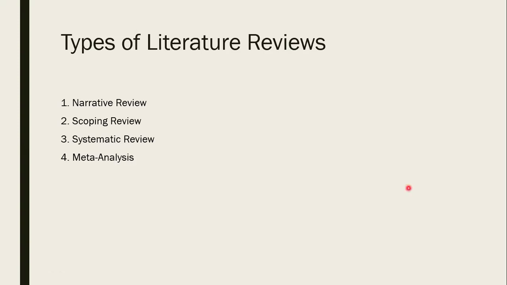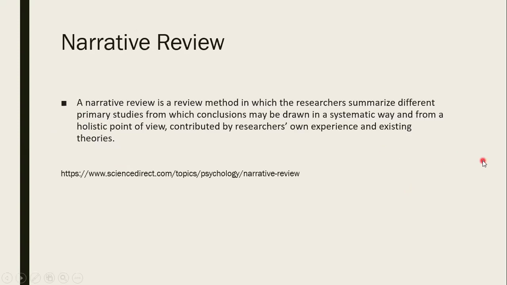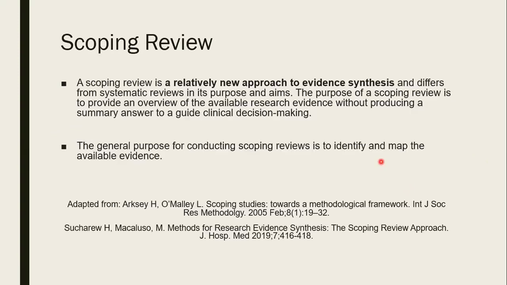There are various types of literature reviews, including narrative review, scoping review, systematic review, and meta-analysis. A narrative review summarizes different primary studies from a holistic point of view, often incorporating the researcher's own experience and existing theories. It provides a broad overview but may be subject to bias.